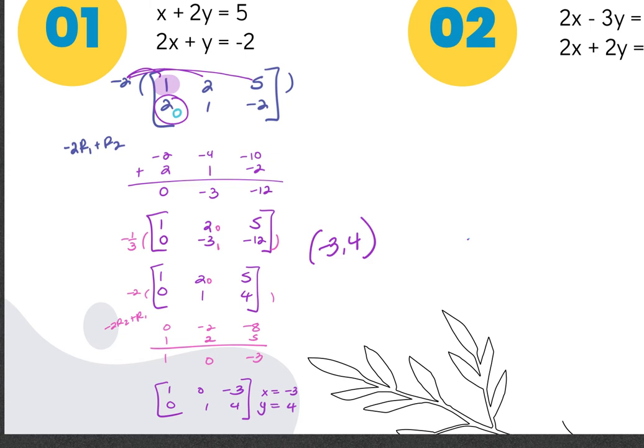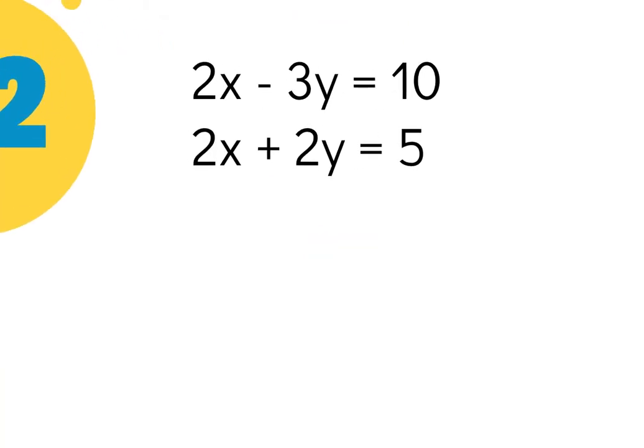Everybody's still breathing, right? All right. So first step, rewrite it in matrix form. What's my first row? 2, -3, 10. Second row.